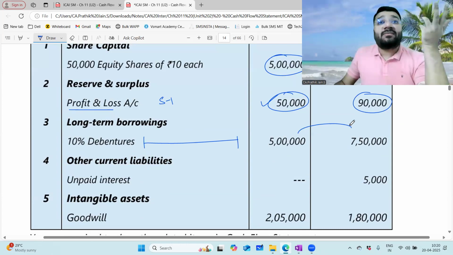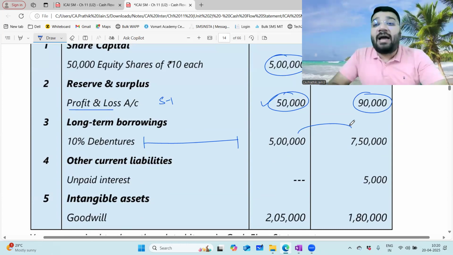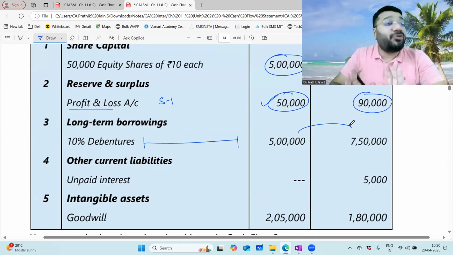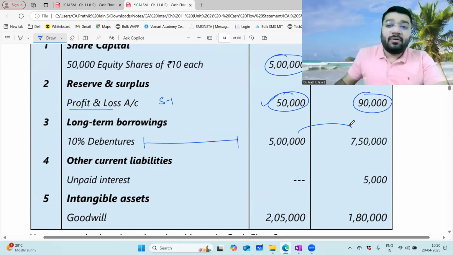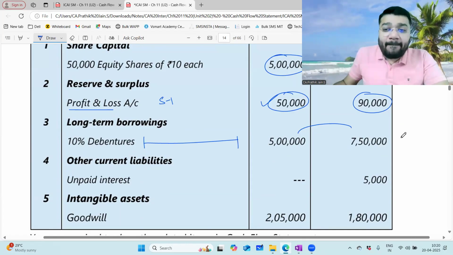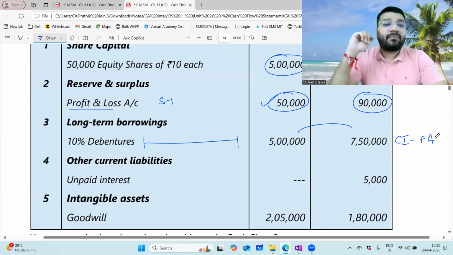Issue of debentures. In consideration, what did you get? Sir, in additional information, I have no information. Means what? What is the best assumption? The debenture is issued for cash. So cash inflow. Wonderful. Yes, this will affect my cash inflow of the financing activity. Any difficulty? No, sir.